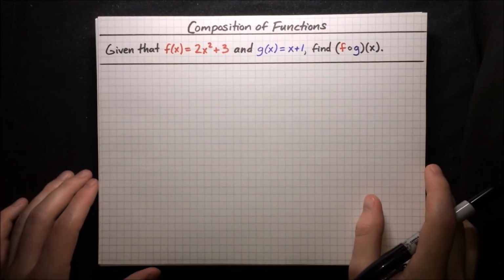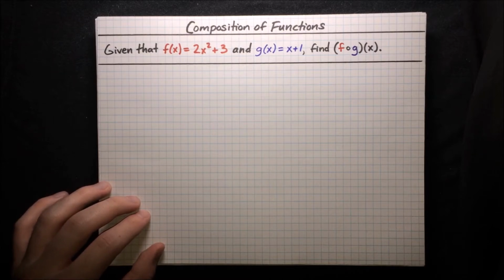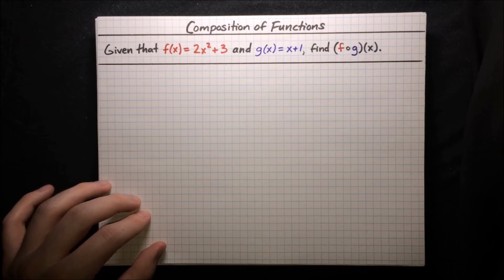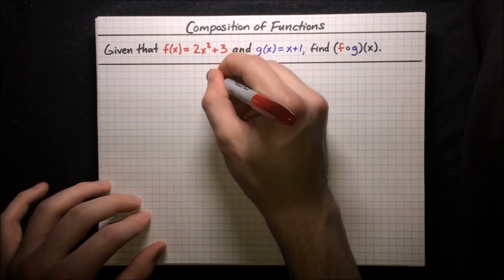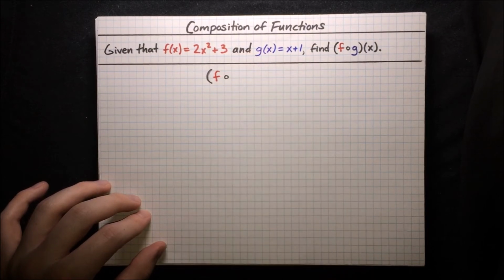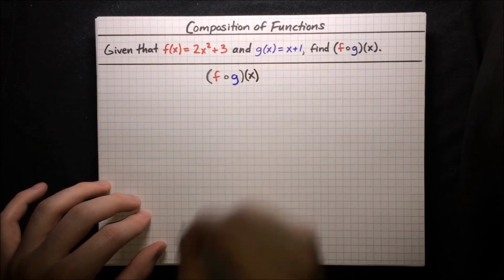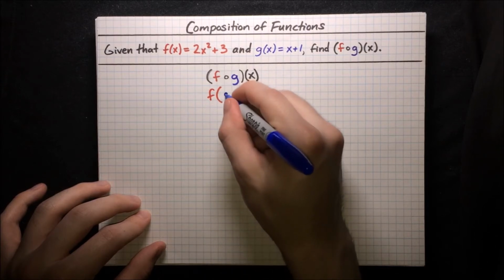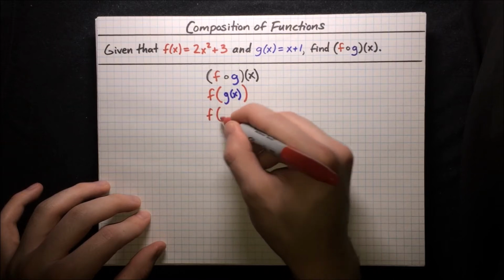Here's another problem. Given that f of x equals 2x squared plus 3 and g of x equals x plus 1, find f of g of x. Now this is really just the same procedure as we've been doing, but now we carry the whole expression through. Let's write this out step by step. So we want to find f of g of x. And we know that this means quite literally f of the function g of x. But to keep things simple, why don't we just write it as f of g?